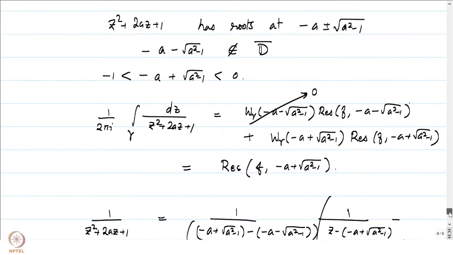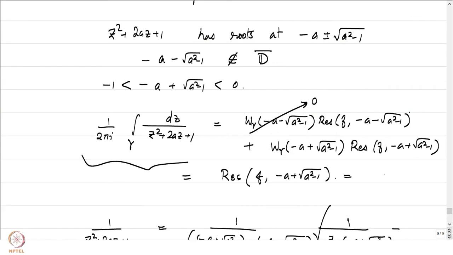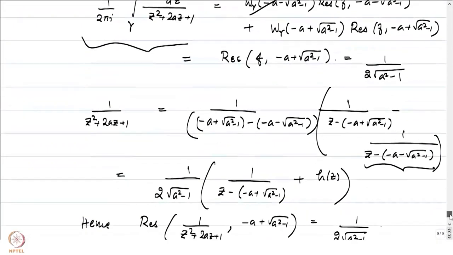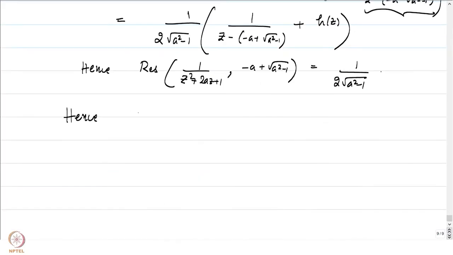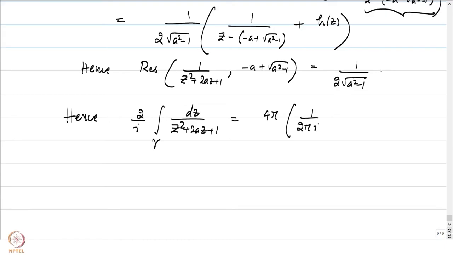So we now know that this integral is equal to 1 by 2 times square root of a square minus 1. That is precisely what we have computed. But then what did we want to compute? We wanted to compute 2 by i times this. So hence, 2 by i times the integral over gamma dz by z square plus 2az plus 1 is equal to, well, we'll multiply by 2 pi i and divide it. This is going to be 1 by 2 pi i times the integral of dz by z square plus 2az plus 1, which is now equal to 4 pi by this. This is going to be equal to 2 pi by square root of a square minus 1.